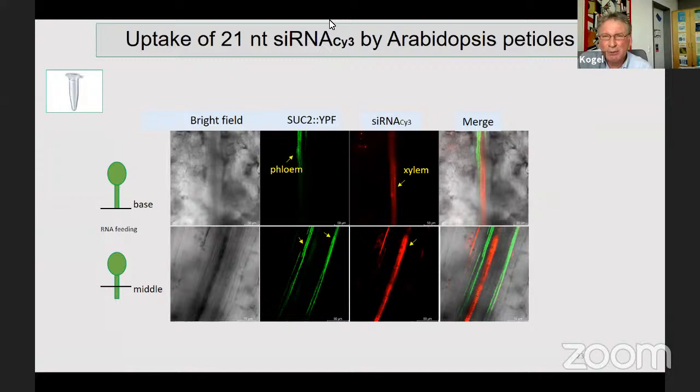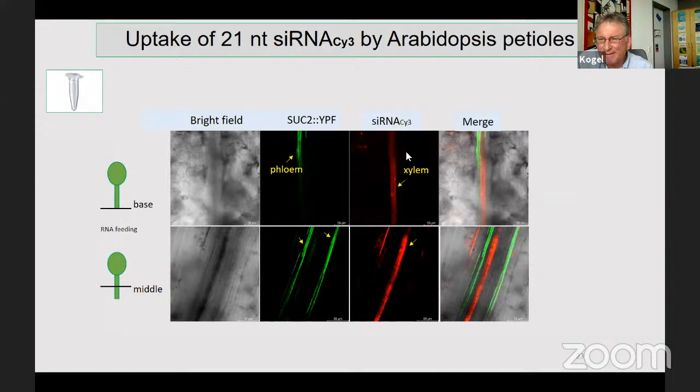And for this experiment, we used 21 nucleotides that were labeled with Cy3. This is red. And we used an Arabidopsis reporter line that visualizes the phloem. The phloem is a SAC2 promoter in front of YFP. It's a reporter for phloem. As you see here, this is the phloem and there is fluorescence.